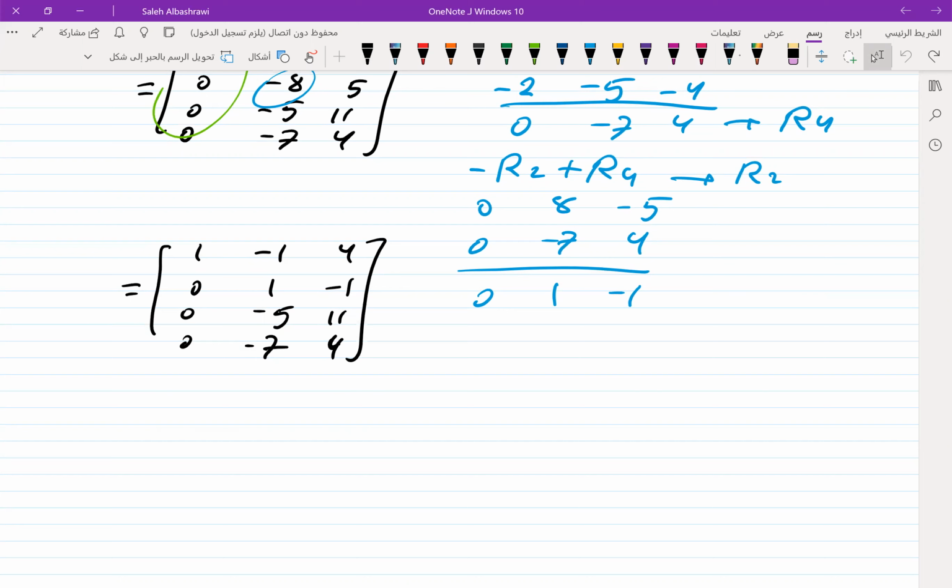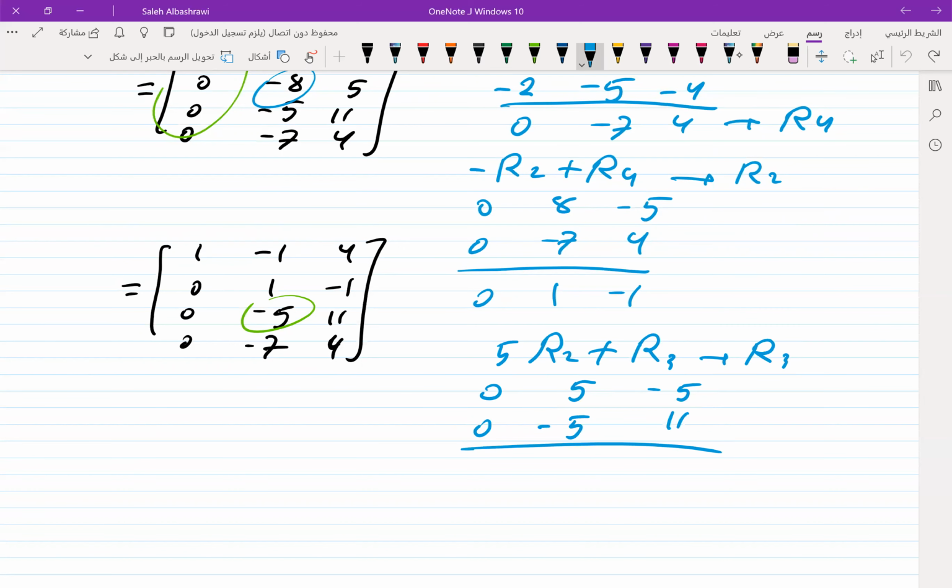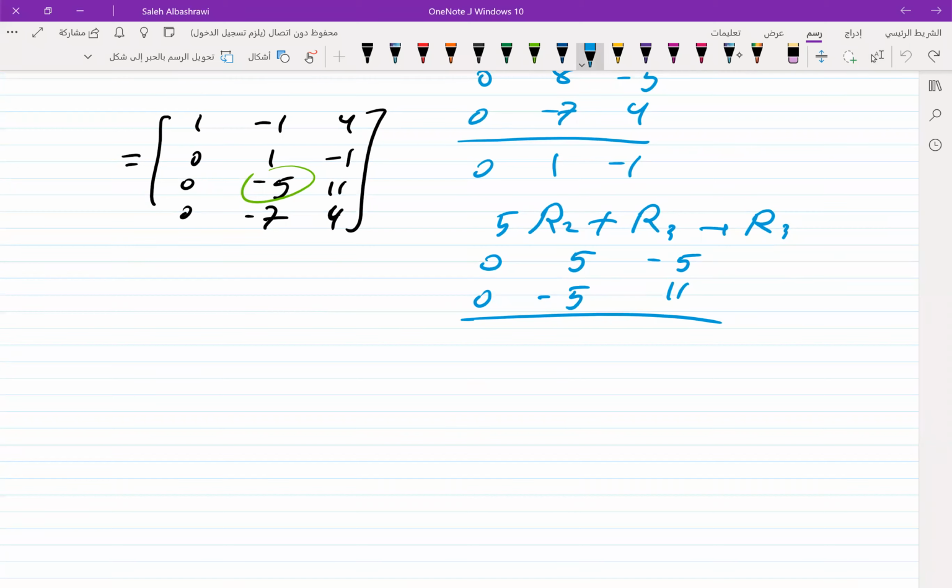And let's make this one equal to 0. So multiply the second row by 5. 5R2 plus R3 and put it in R3. We'll have 0, 5, minus 5, and 0, minus 5, and 7. I'll have 0, 0, and 6. This is R3.